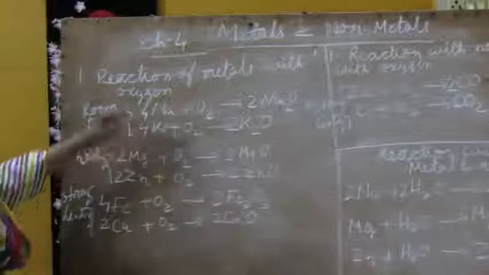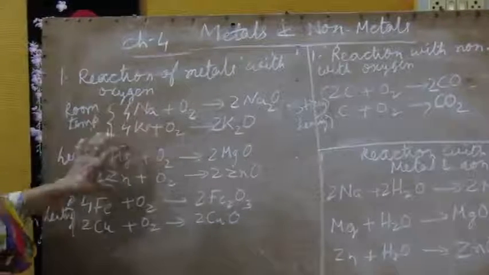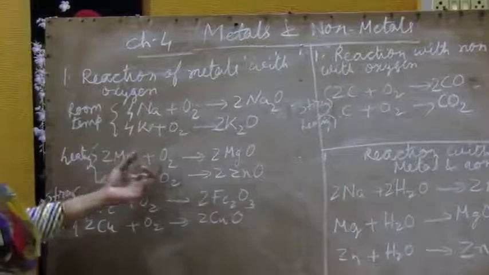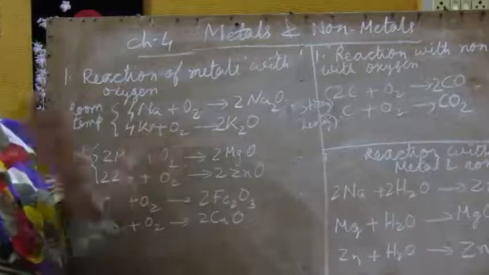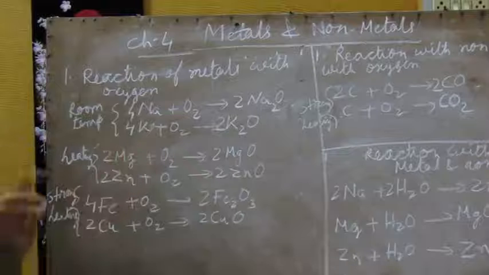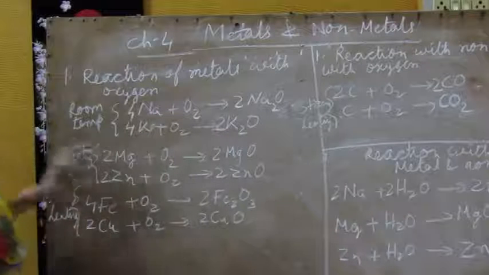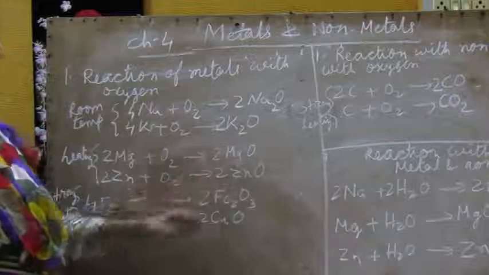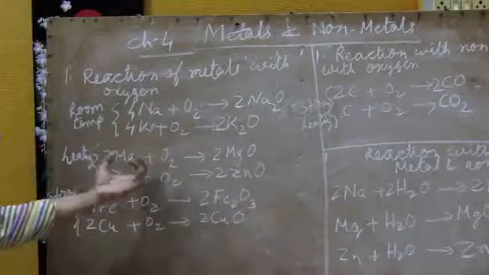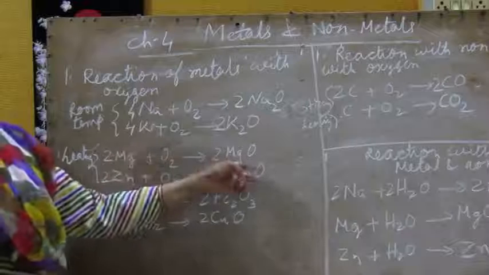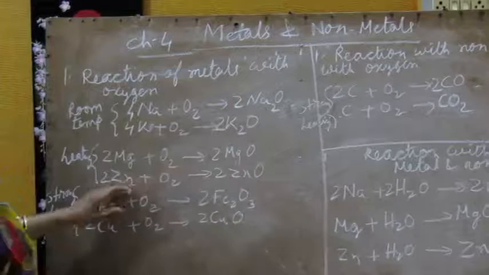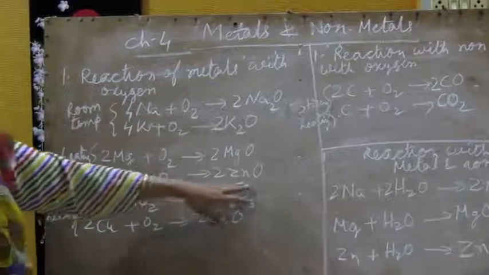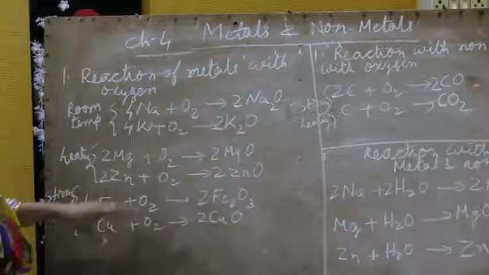In comparison to sodium and potassium, magnesium and zinc are less reactive. That's why when they react with oxygen, it is not at room temperature. So in which situation do they react? They react by heating. When we heat magnesium and oxygen, we get magnesium oxide. Same thing, when we heat zinc and oxygen, we get zinc oxide. So these are the reactions.